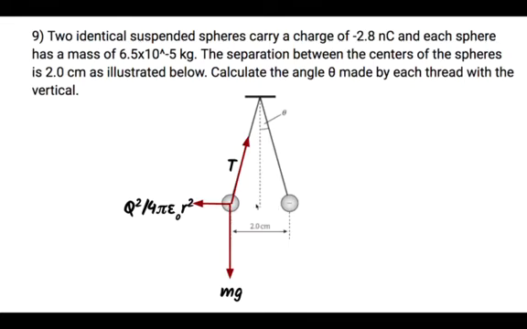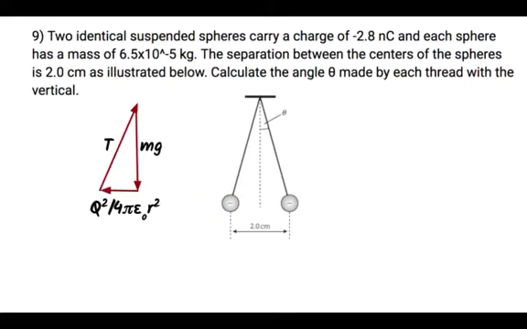Once we've got the forces drawn, we can then draw a force triangle, which should be a closed triangle because they are in equilibrium. This closed triangle will have a right angle there, and the angle at the top here would be the same angle theta that we're trying to work out for this question.